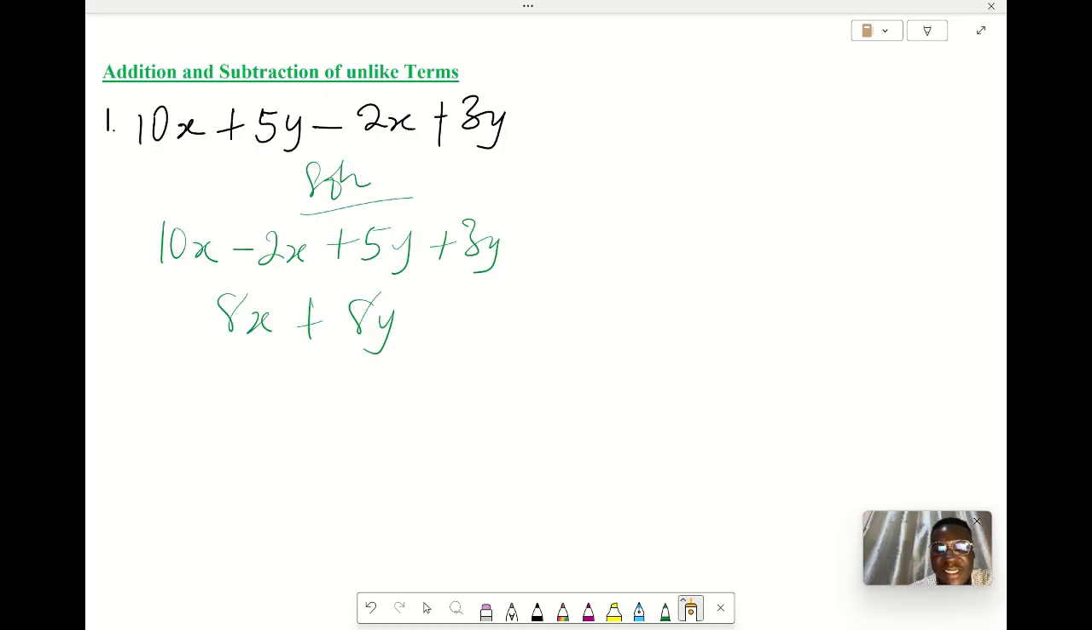Now, finally, you see that these two terms are not like terms. Therefore, we can't do anything to them. You leave it as it is.